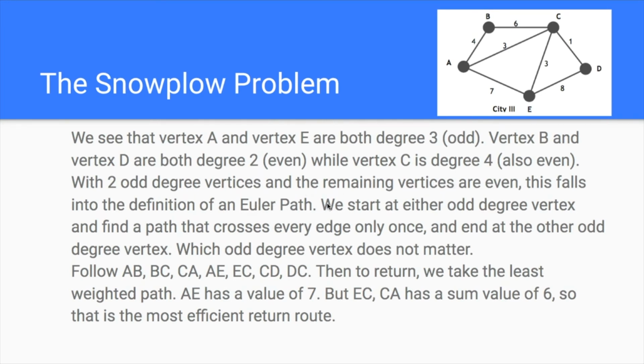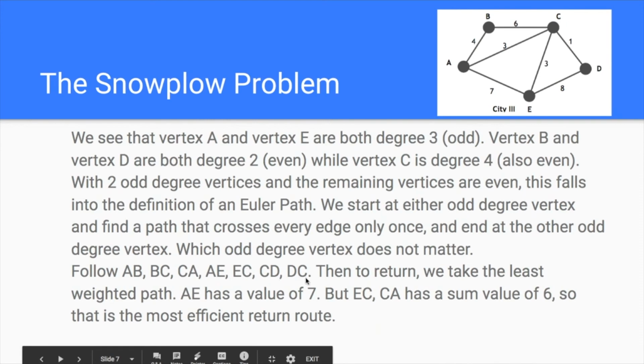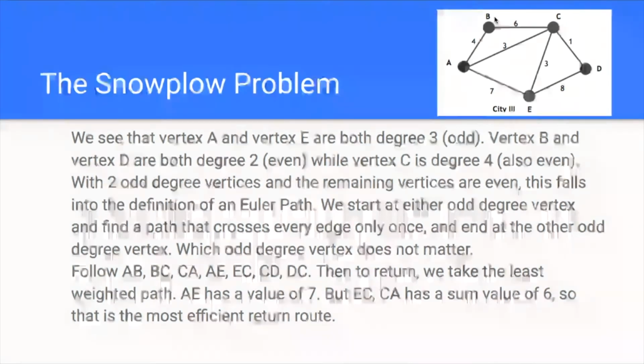So, in order to find the path, we are going to start at either odd degree vertex. It doesn't matter which, either one, A or E, okay? So, we're going to find the path that is going to cover every edge exactly once. So, I've got a pathway here that covers it. There's more than one path. So, AB, BC, CA, AE, EC, CD, DE.